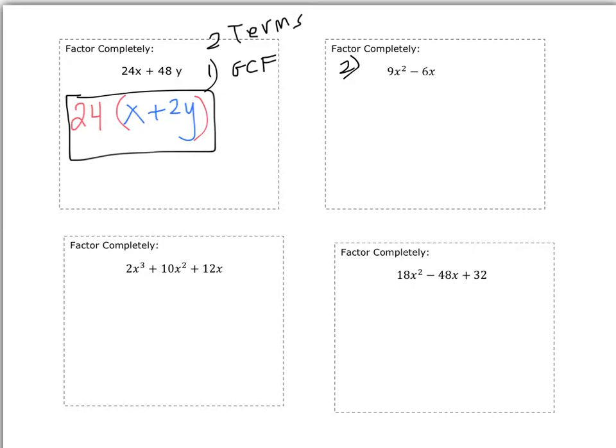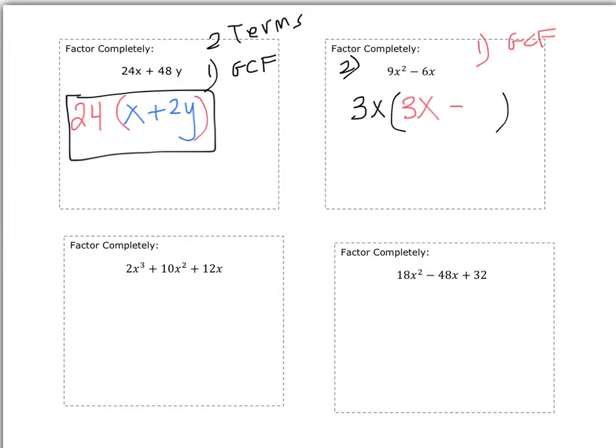And look at the two terms. How many terms do I have over here? 2. So the first step is always going to be to find the GCF. What's common between 9x squared and 6x? I can see that there's a 3x in common, so I factor it out. And what's going to be left of the 9x squared, if I factor 3x out, I'm going to end up with a 3x. And what's going to be left of the negative 6x if I factor 3x out?